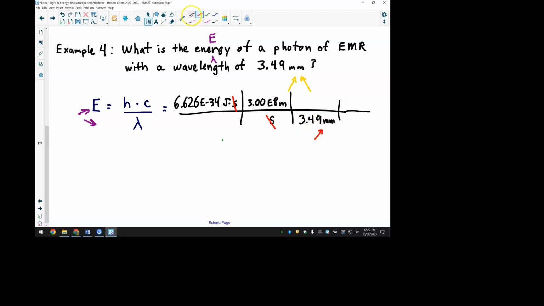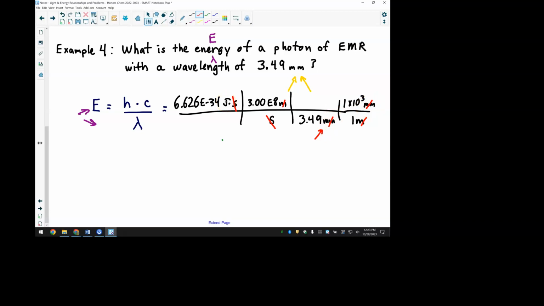And so what I can do though, you know your metric mnemonic, you know milli, right? You know that there are 1 times 10 to the third or 1,000 millimeters in 1 meter. The reason I set it up that way, that conversion factor, is because I want meters to cancel and I want millimeters to cancel. Because I just want to be left with joules. You see what I just did there?